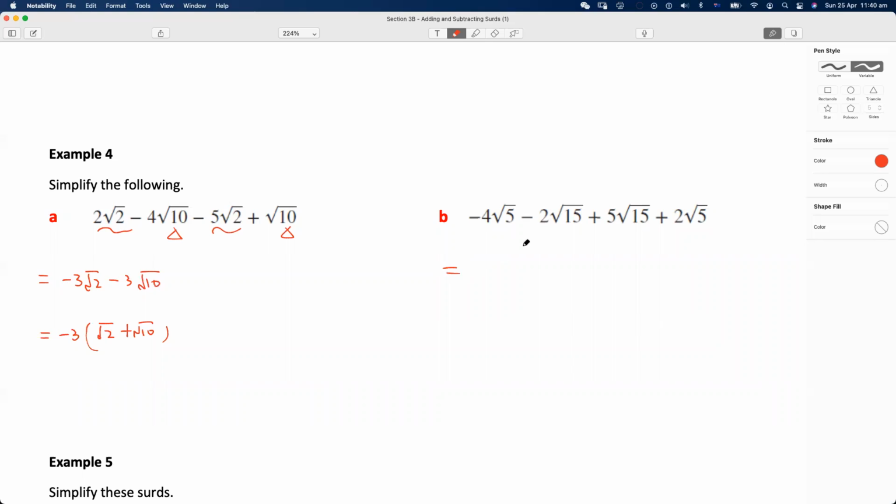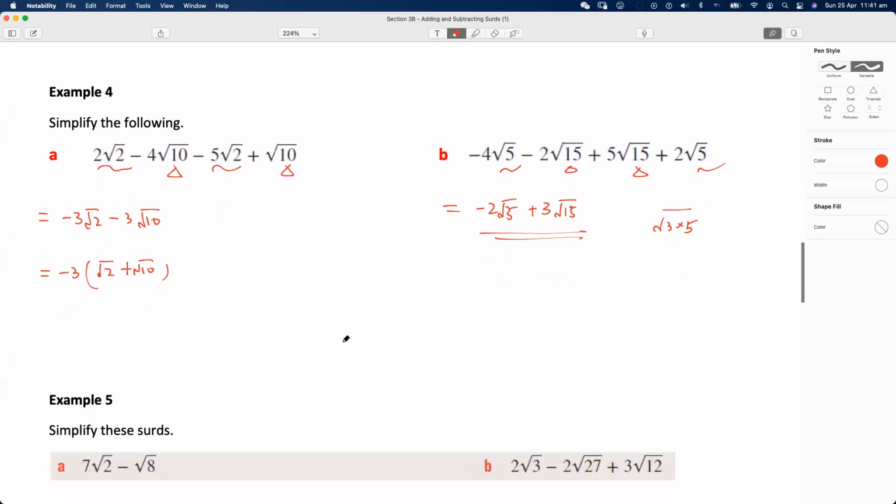Okay, next one. Again, square root of 5, square root of 5, square root of 15, square root of 15. So negative 4 plus 2, negative 2 square root of 5, negative 2 plus 5, plus 3 root 15. And here you might be wondering if they can be simplified or not. Okay, 15, recall your facts from your times table. 3 times 5 is equal to 15, but both 3 and 5 are not perfect squares. So that's already the simplest form. So here we go. That's your final answer.